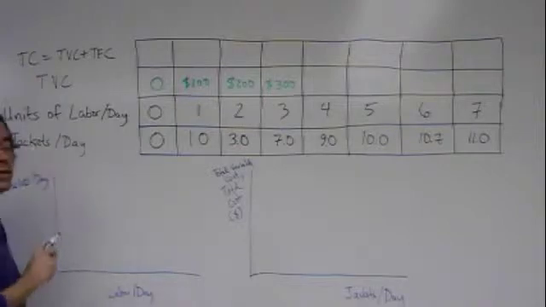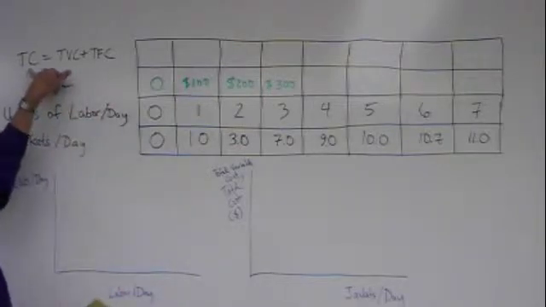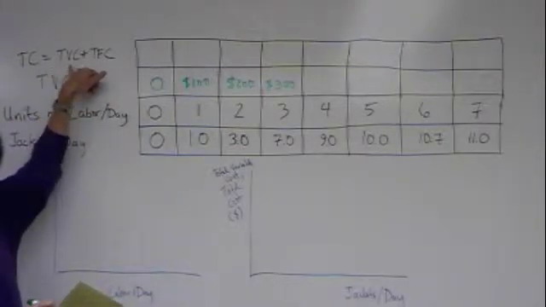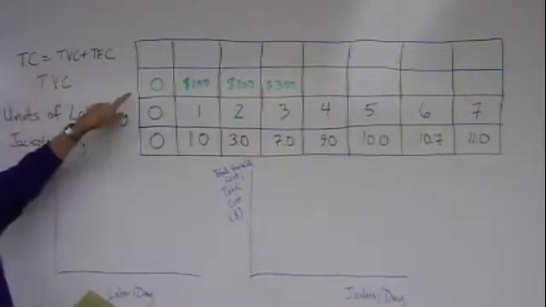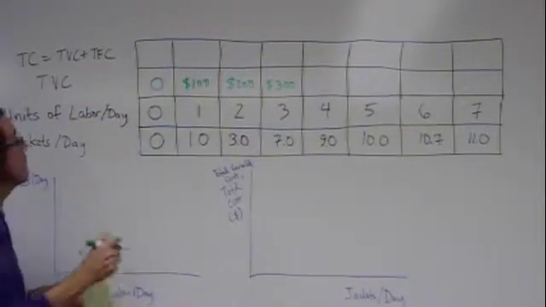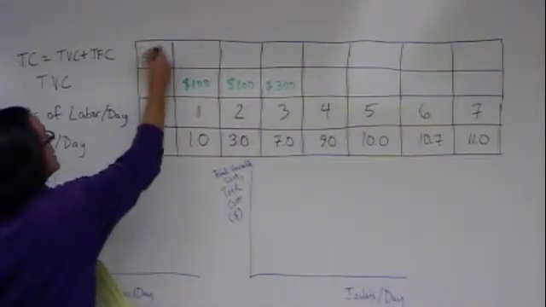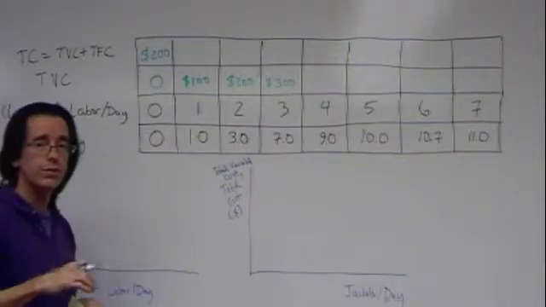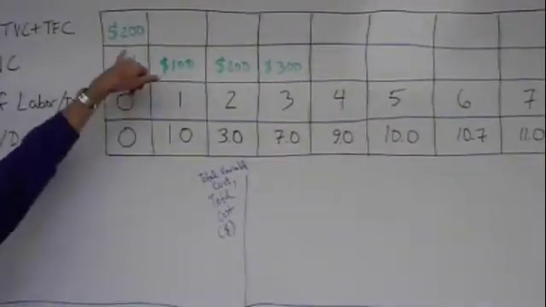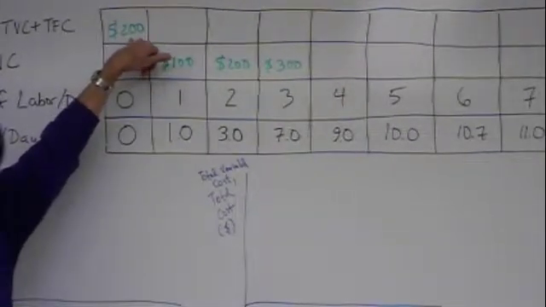So that gives us an opportunity to say, okay, total cost is simply the sum of the total variable cost and the total fixed cost. So in that case, total cost when we use no labor is going to be $200, because $200 is our total fixed cost. Even when we produce nothing, we have to spend $200.